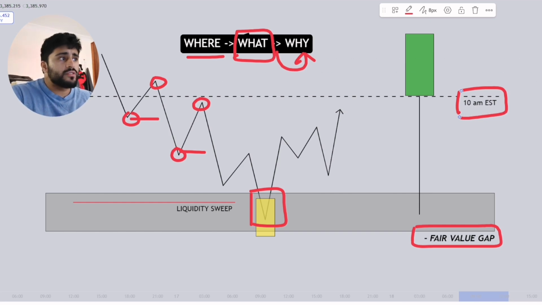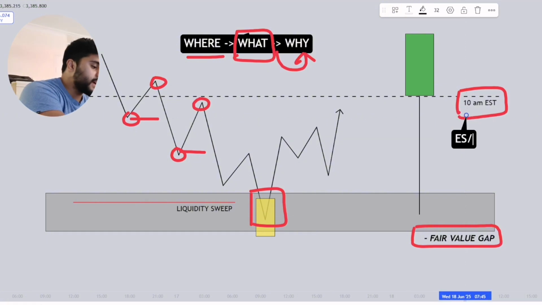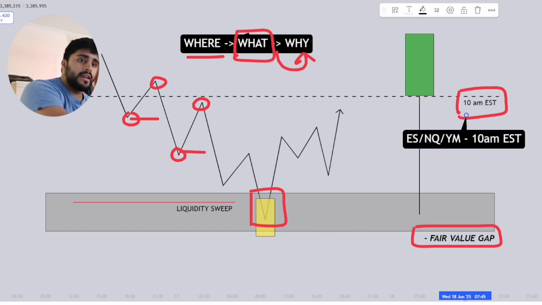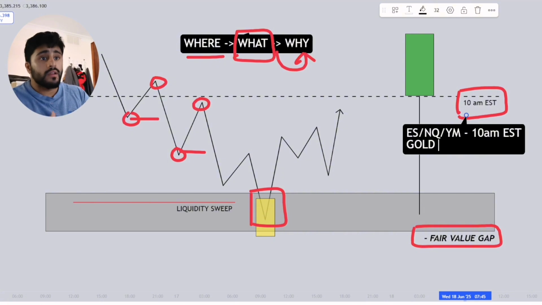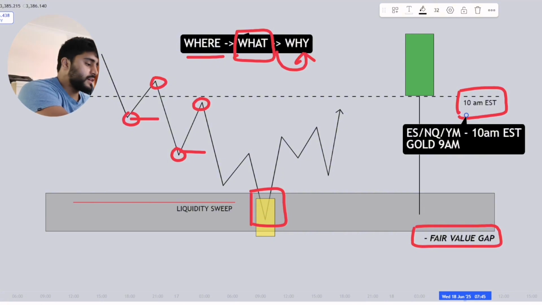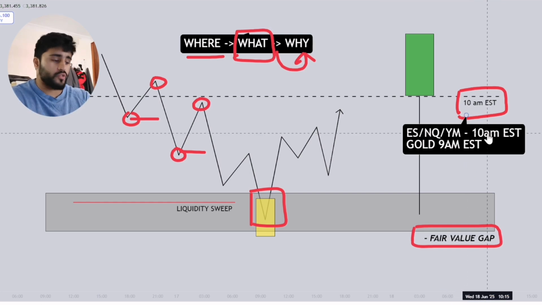If you're trading futures, for example, in the New York session, this is going to be for ES, NQ, YM, US30, etc. That's going to be 10 a.m. EST. Now, if you're going to trade gold, for example, because we're going to be going over a gold 15-minute, 5-minute, and 1-minute case study, this is going to be the 9 a.m. EST candle opening price. So you always want to understand the 4-hour candle opening price before you put on a trade.